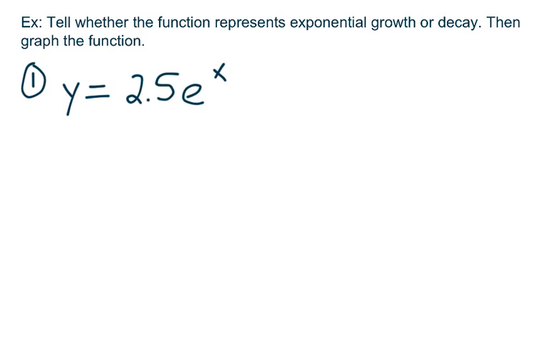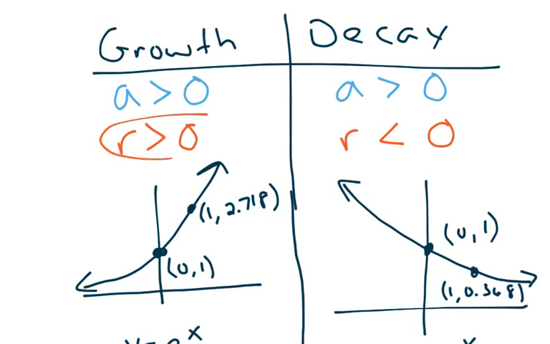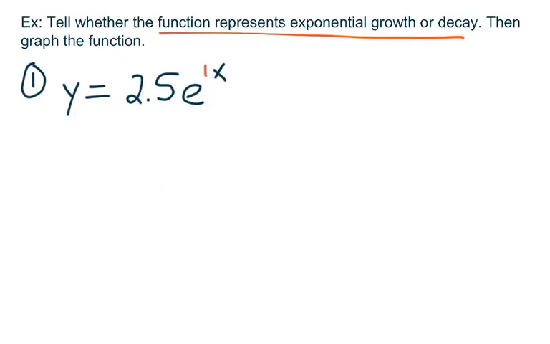Tell whether the function represents exponential growth or decay, then graph the function. So number one, we got y equals 2.5 e to the x. The first thing we needed to do is tell whether it represents growth or decay. If we go back to our table, what really determines it is the R value, the sign, basically the coefficient of the x. And if we go back to the picture, this would be like to the 1x. And if it's positive, it is going to be a growth function. I'll give you an example of a decay function here in just a minute.